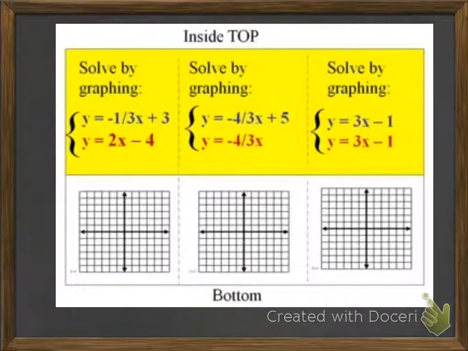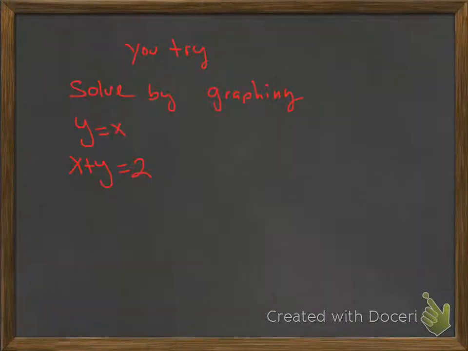So you're going to copy this down and graph each one of these, solving by graphing. On the bottom of each one, tell me which one is consistent, which one is inconsistent, and which one is dependent. As you graph them, you'll determine which ones are the same lines. I want this in your notes. And then here's another one for you to solve by graphing. Find the point of intersection.